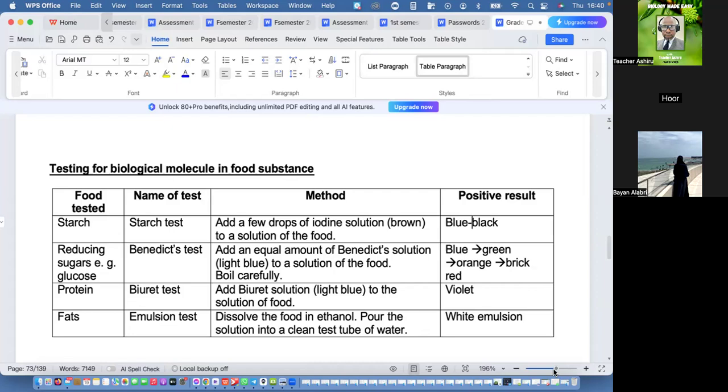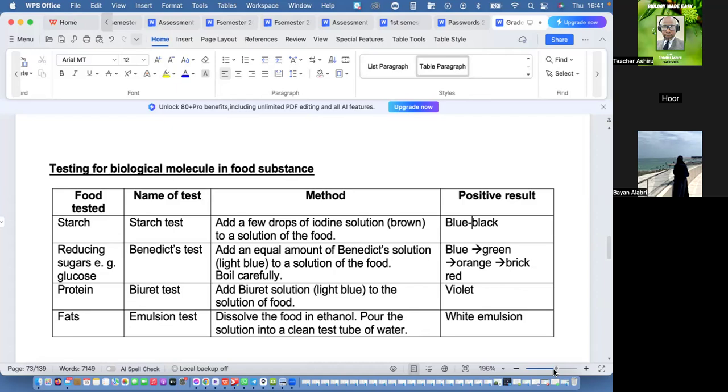You boil it. After you've added it, the solution has been mixed together, and then you boil it for some minutes, like 10 minutes. Then you will see that the blue solution will change from blue to green to orange and to brick red.